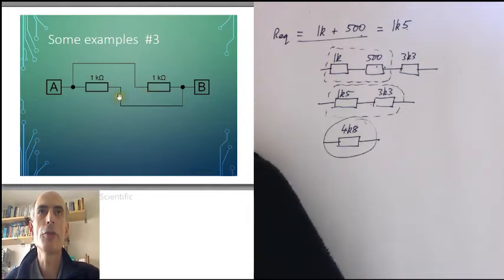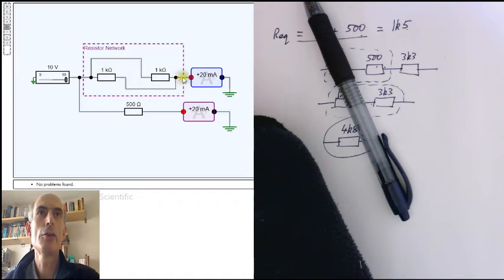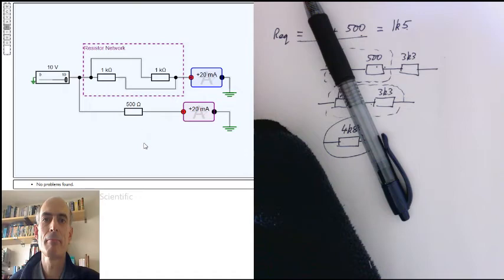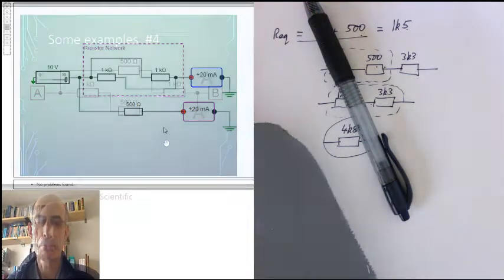We can test that one as well. And yes, the same current is flowing out of this two resistor network as flows out of a single 500 ohm resistor with the same voltage placed across it. Okay, we'll move on to a slightly more difficult one.